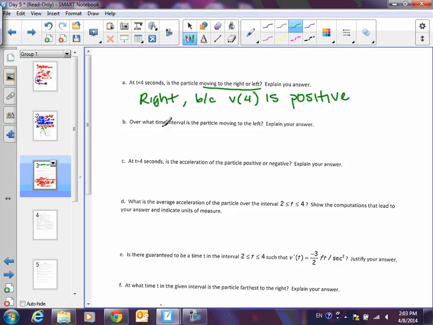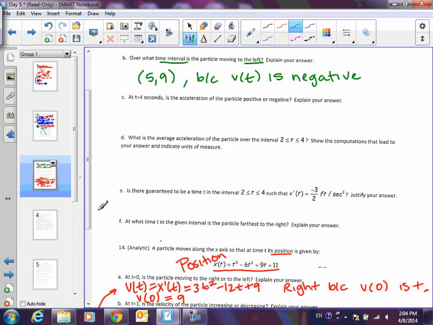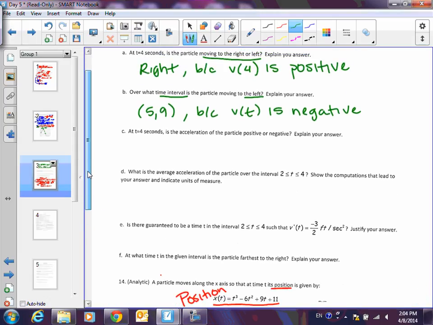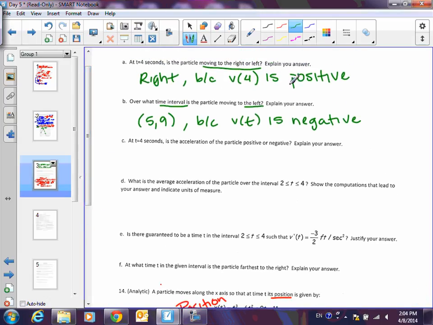Over what time interval, so we're not just going to have a value, we're going to have an actual interval, is the particle moving to the left? 5 to 9. Because why? V of t is negative. Don't forget, when you see explain your answer, you have to write a because statement. Those could get you 3 to 4 points already. Remember what I said? If you could consistently get 4 or 5 points, you're not in bad shape.